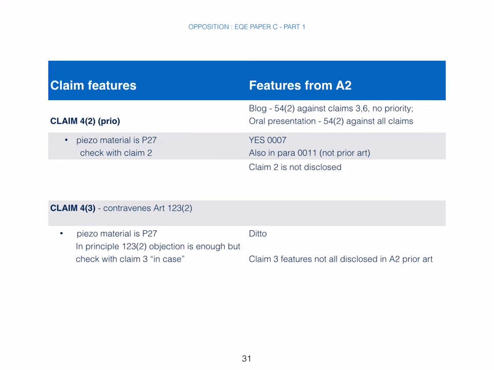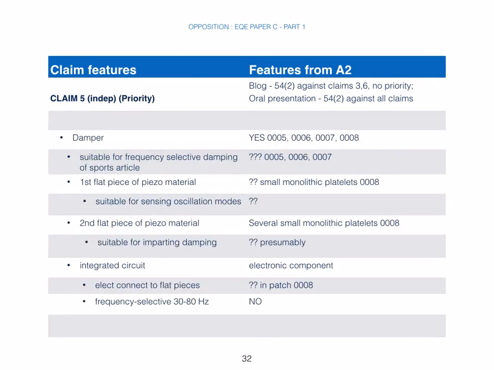The piezoelectric material is also in paragraph 11, which is not prior art, and claim 2 is not disclosed in A2, which is something we could see from the matrix. I've added a comment because it's difficult looking at individual segments. Claim 4, when it depends upon claim 3, contravenes Article 123(2). P27 is known, but that is not going to affect anything, and we'll go to claim 5.